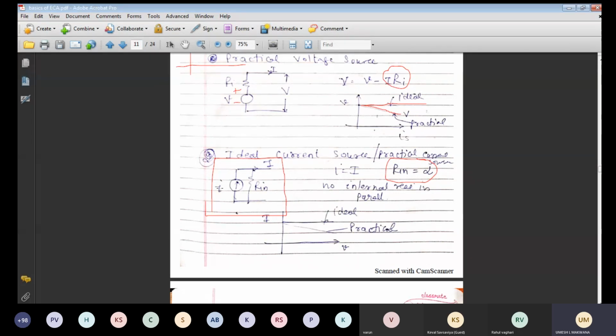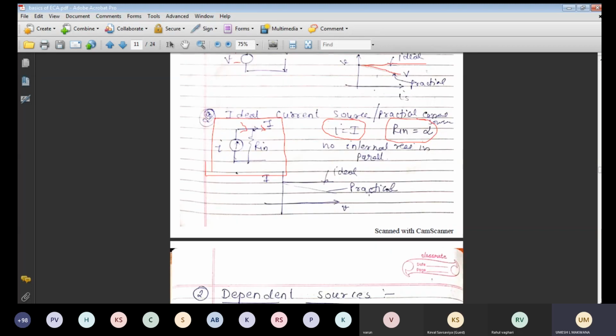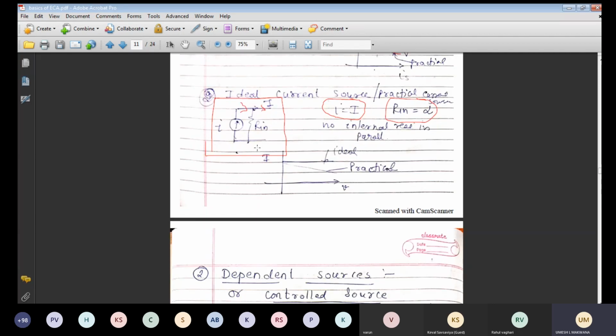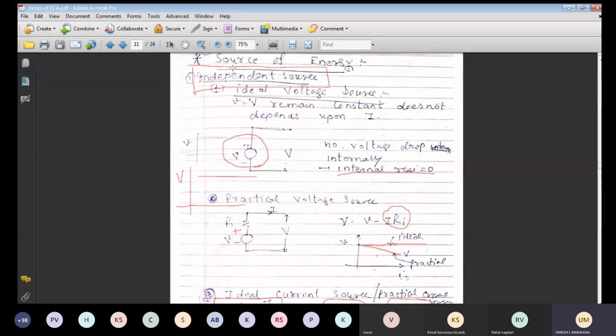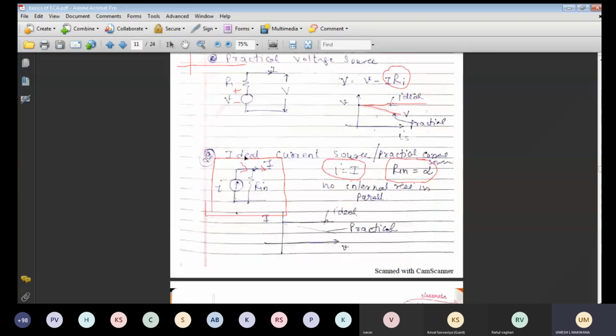So we can say I is equal to I. The current here is the same as the current there. No current passes through this branch because it has infinite resistance. But in actual it does not happen so; it is not infinite, there is some finite value, so a very small amount of current passes through R in. This is all regarding the independent source. It doesn't depend upon other parameters; it is a constant source.